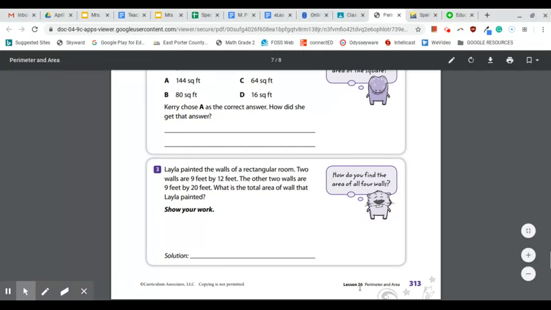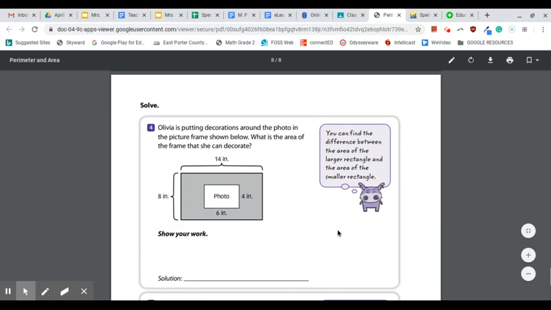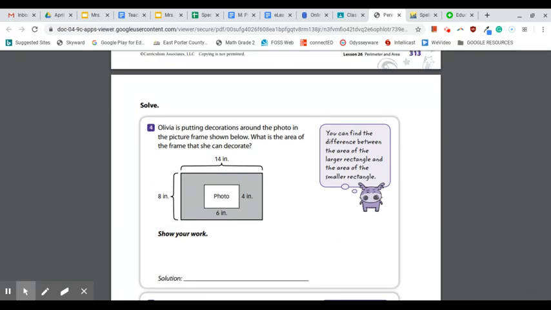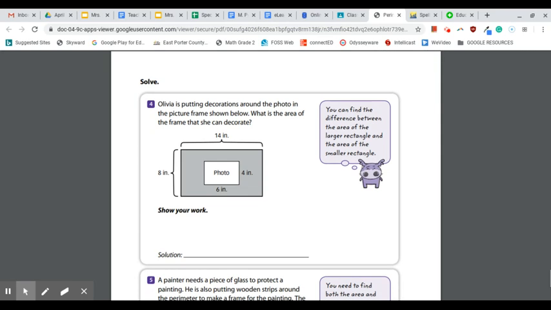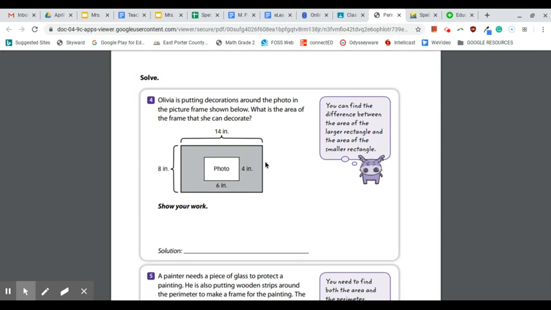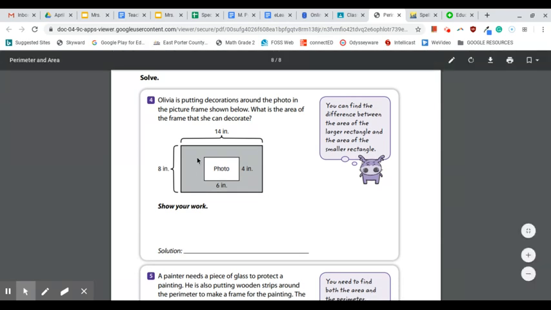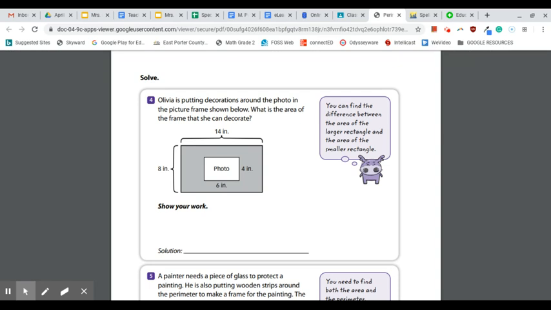Once you have that answer, we can go down to number 4. Oopsies. 4. Olivia is putting decorations around the photo in the picture frame shown below. What is the area of the frame that she can decorate? So we're going to find the big area, then we're going to find this small area, and we are going to subtract them. Okay, so let me write this down on my picture. 14 by 8, and the smaller one is 4 by 6. Okay. Let's find the big area first.